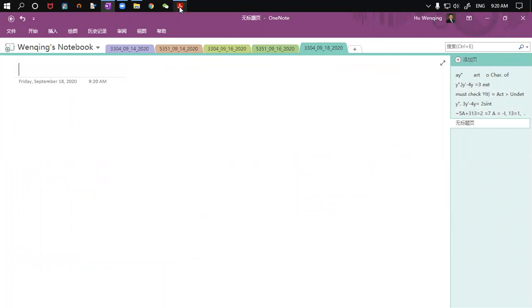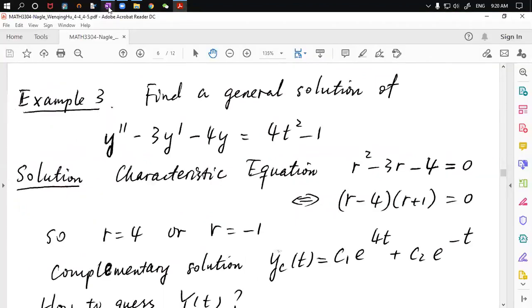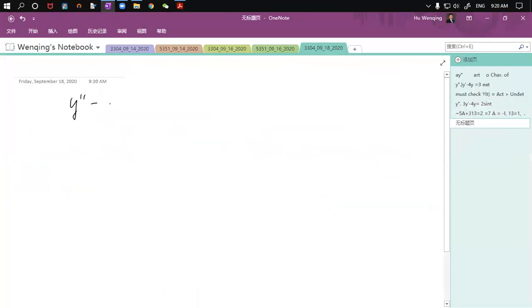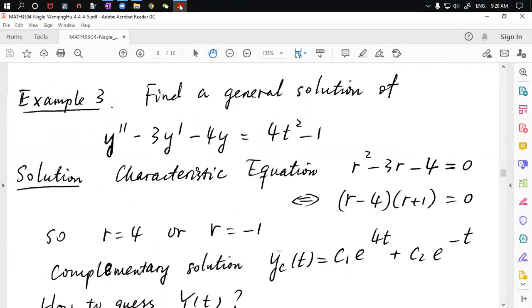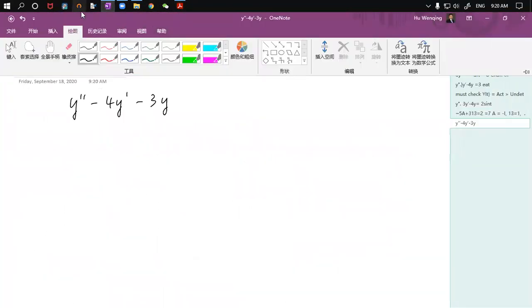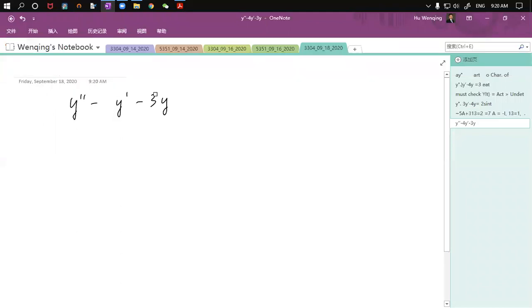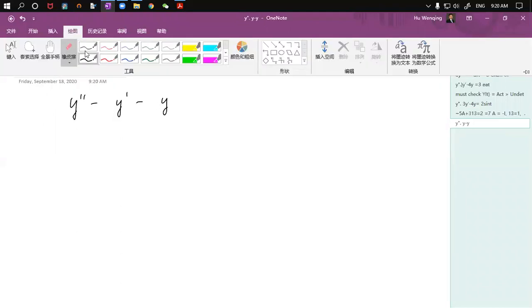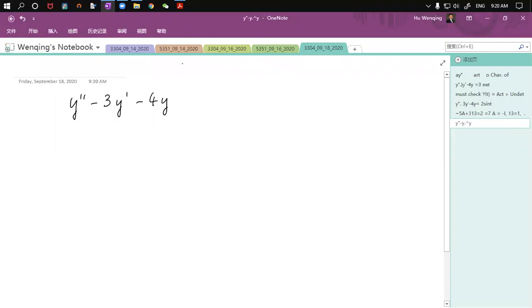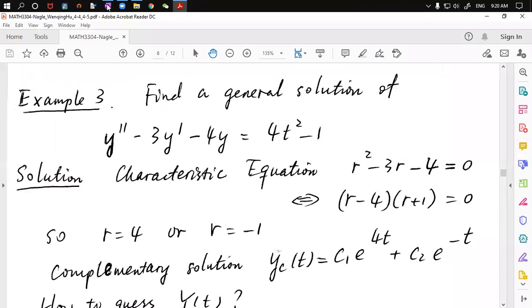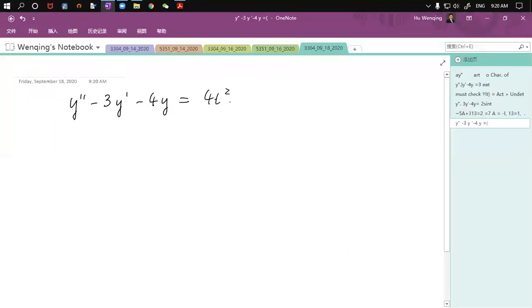So let's look at a third example. Can you find the general solution of y double prime minus 3 times y prime minus 4 times y, which is going to be equal to 4t squared minus 1? Okay, so I want to find a solution of this problem.